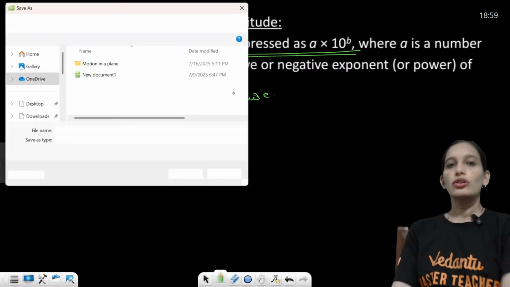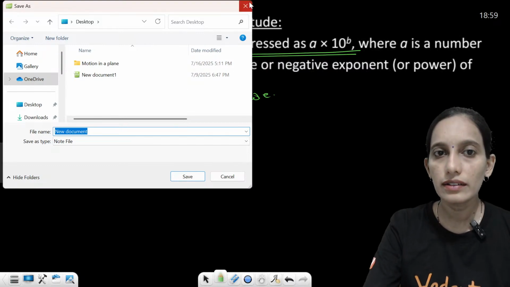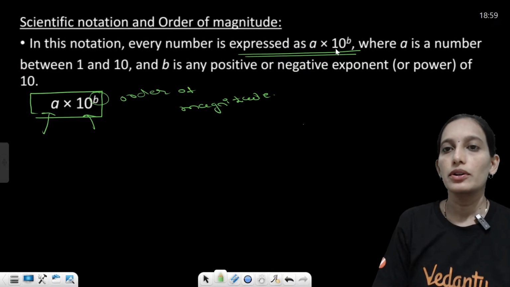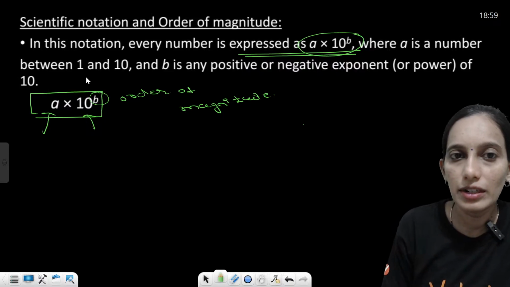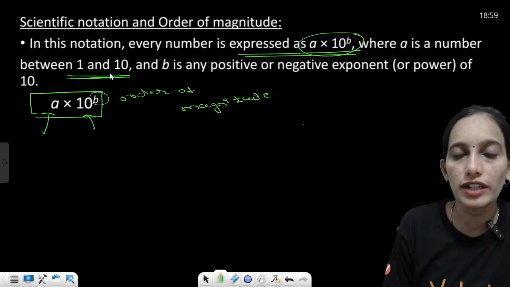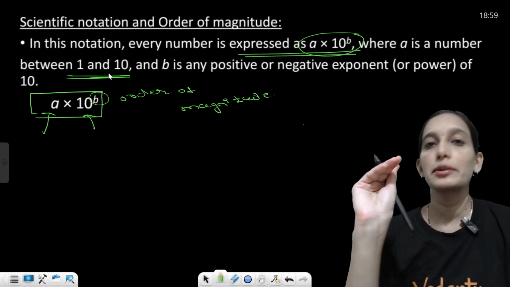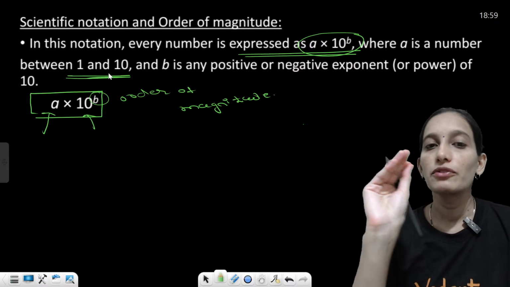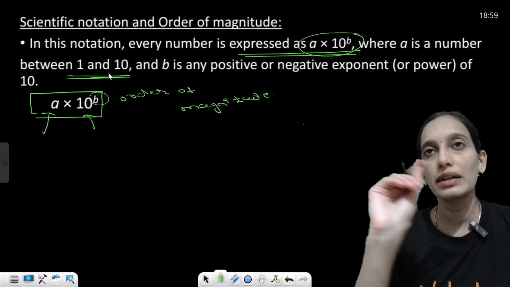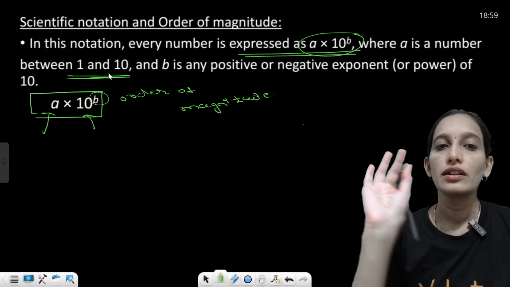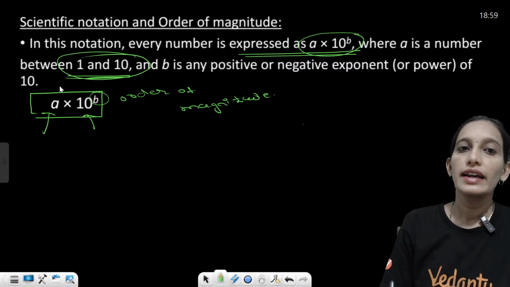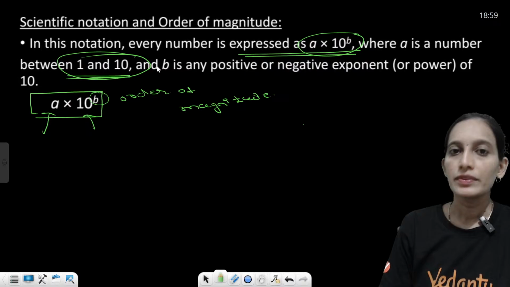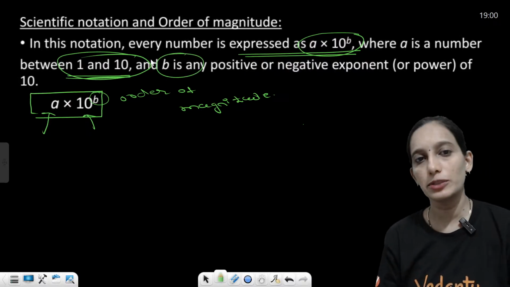Okay, so here we need to write it as a into 10 power b, so this a will always be a number between 1 to 10. So we have to write it that way. That means if there is any decimal, we have to put that decimal just after the first digit, so that we get a number between 1 to 10.